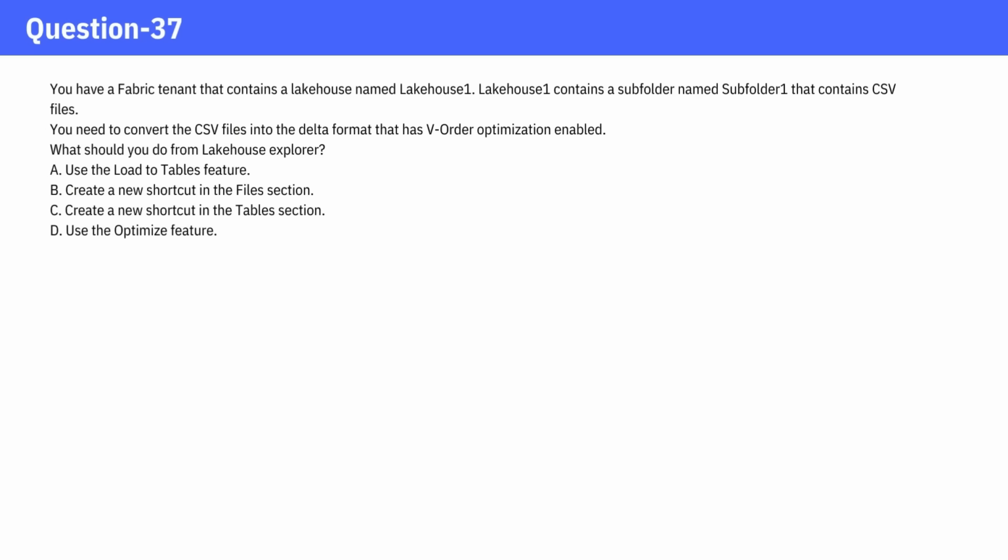Question 37. You have a Fabric tenant that contains a Lakehouse named Lakehouse 1. Lakehouse 1 contains a subfolder named Subfolder 1 that contains CSV files. You need to convert the CSV files into the Delta format that has V-order optimization enabled. What should you do from Lakehouse Explorer?